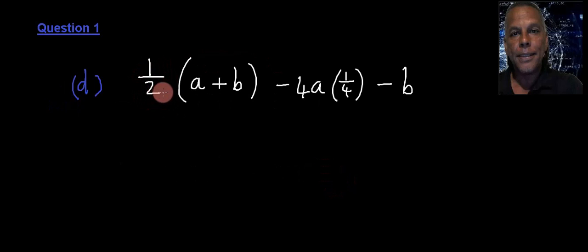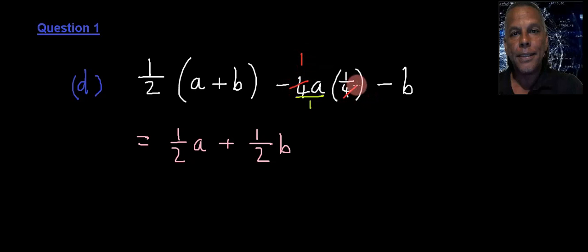We multiply the half into the brackets. So a half times a is a half a. Plus a half times b is a half b. Then 4a times a quarter. We can write 4a as 4a over 1, in other words, as a fraction as well. Then 4 into itself once and into 4 here once.